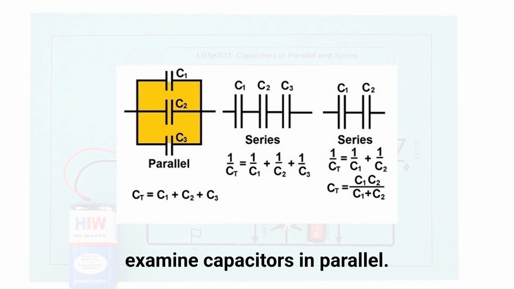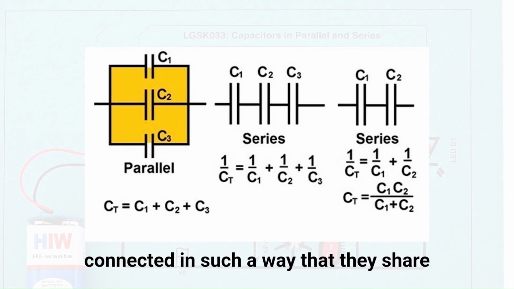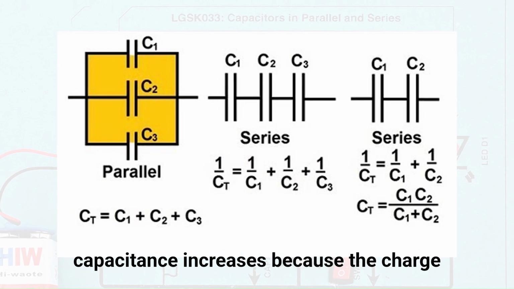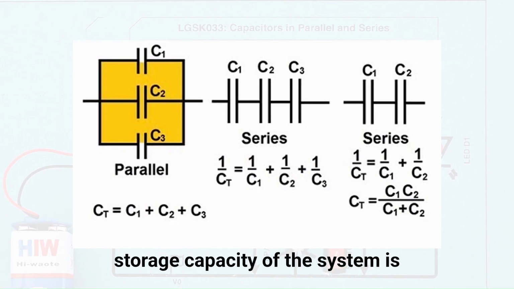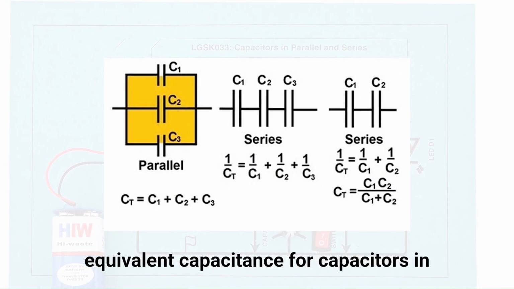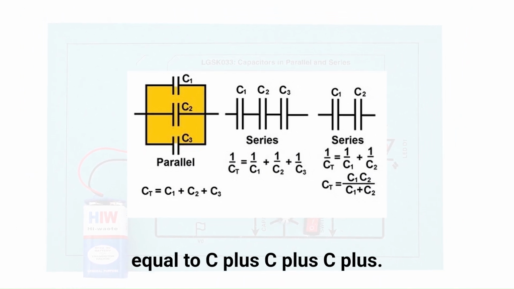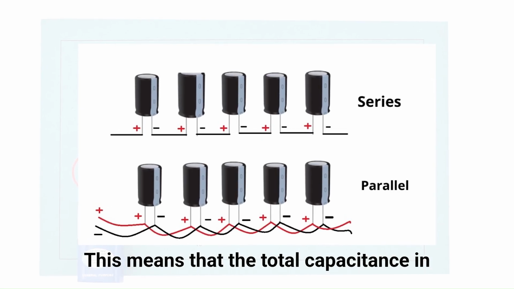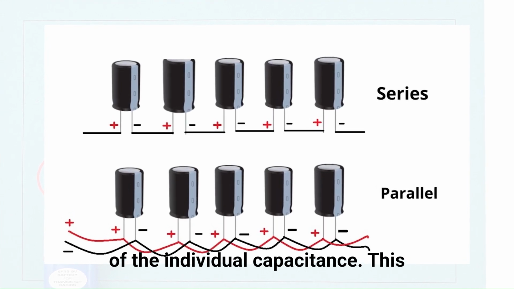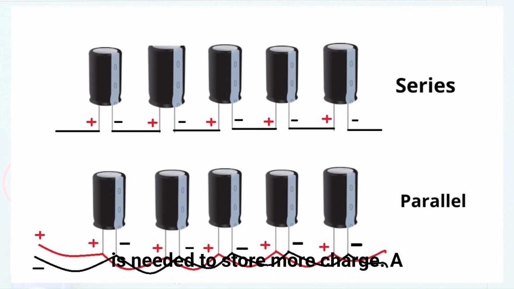Next, let's examine capacitors in parallel. In this configuration, the capacitors are connected in such a way that they share the same voltage. The total capacitance increases because the charge storage capacity of the system is enhanced. The equivalent capacitance for capacitors in parallel is given by C_eq = C1 + C2 + C3 + and so on. This means that the total capacitance in a parallel combination is simply the sum of the individual capacitances. This setup is useful when a higher capacitance is needed to store more charge.